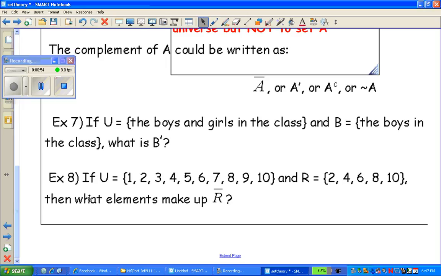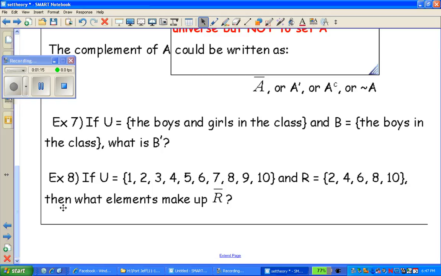For an example, I want to jump to example 8 here. They give us, if U equals, U is representing the universal set. Those are the elements that we're considering in this particular example. They are 1 through 10, the digits 1 through 10. And set R is 2, 4, 6, 8, and 10, the even digits within that set.